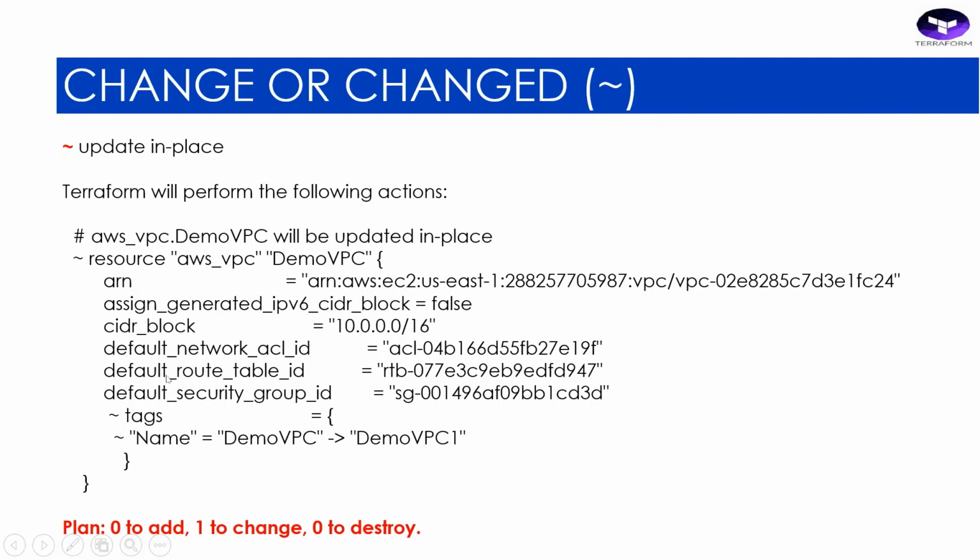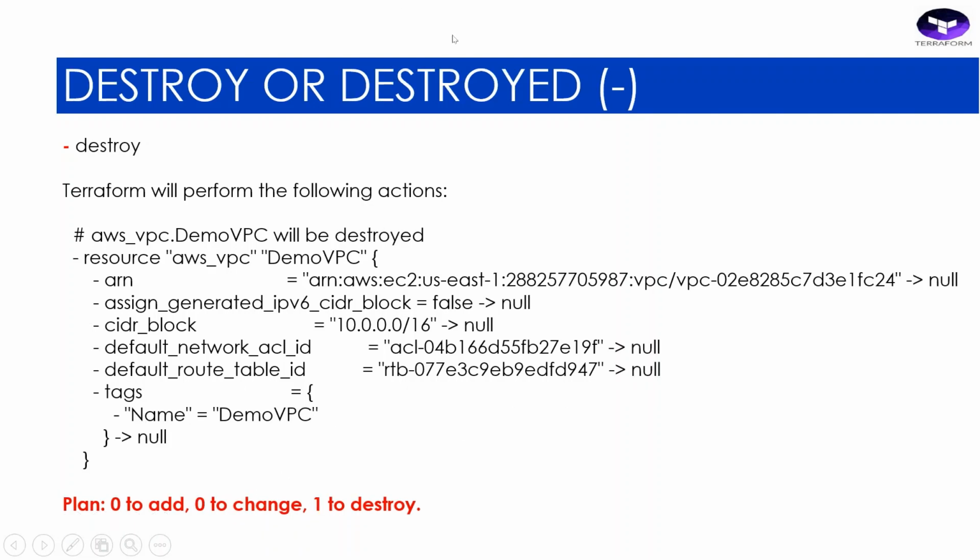So earlier it was something different, but the tag name got changed from demo VPC to demo VPC1, and it states that it is going to be changed. And similarly for destroy also, once you run the Terraform destroy command, you'll see a hyphen, which indicates that the resource is going to be destroyed. So you'll get the destroy count, and this is very important.